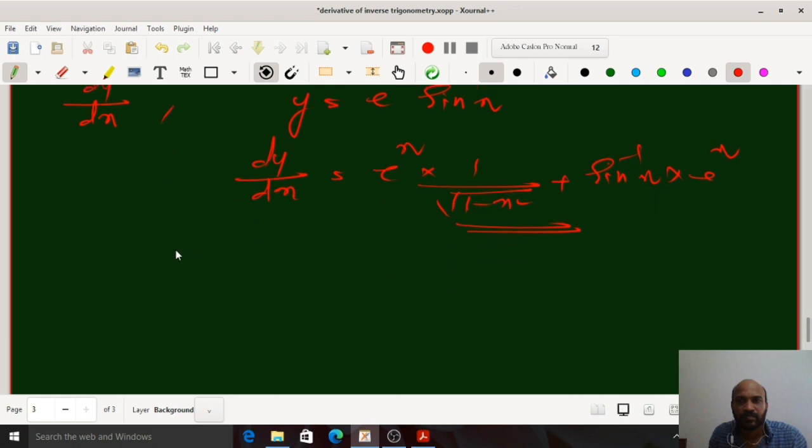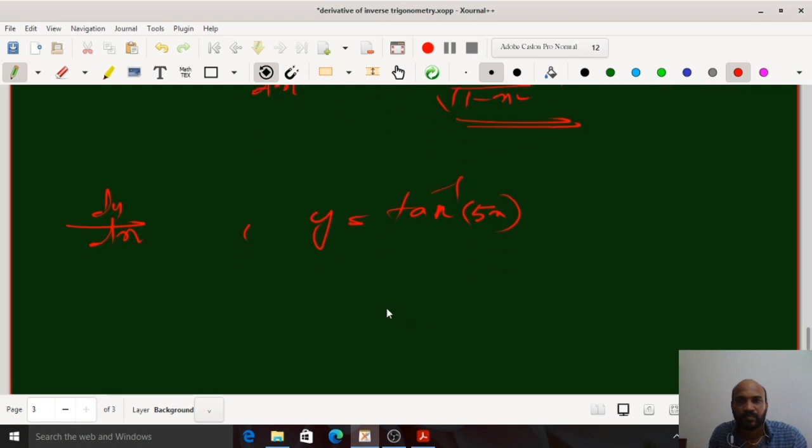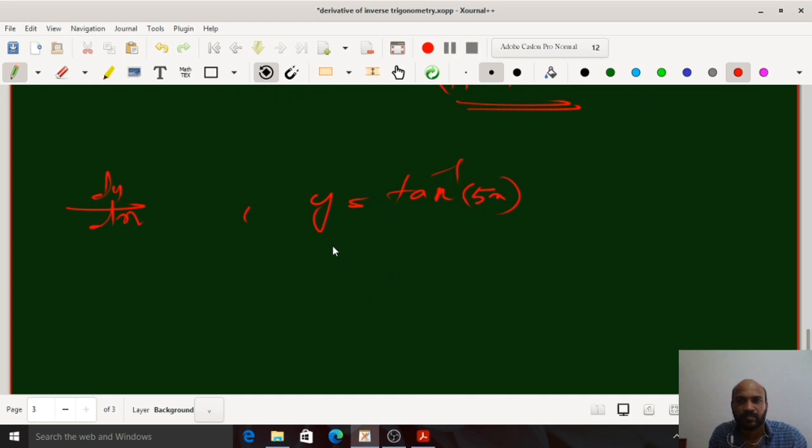Now consider the second question. Find dy by dx where y equals tan inverse of 5x. Actually, tan inverse of x is a standard formula. Tan inverse of 5x is a combination of two functions. The first one is tan inverse, and inside that we have another function, that is 5x. So first you have to find the derivative of tan inverse x, then the derivative of 5x.